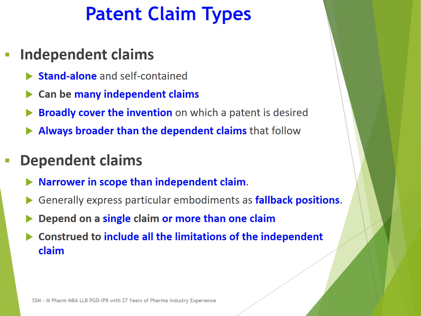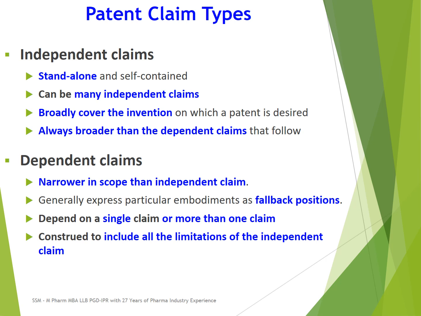Now, types of patent claims. Broadly, there are two types of patent claims: independent patent claims and dependent patent claims. Independent patent claims, as the name suggests, are independent. They do not depend on other claims. They are standalone. They are self-contained.